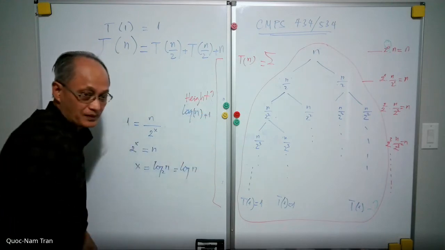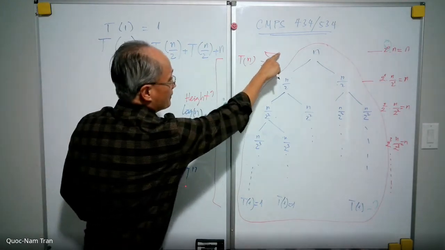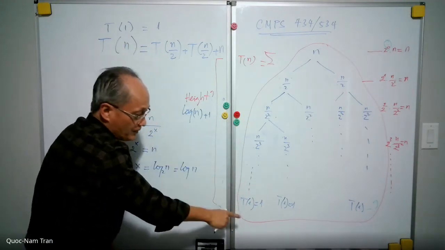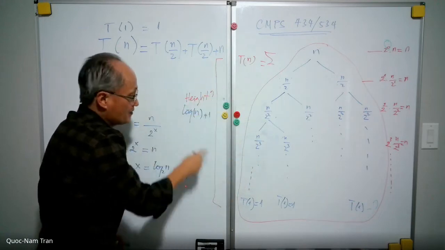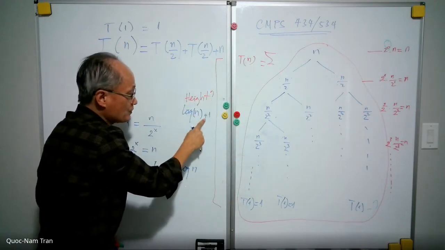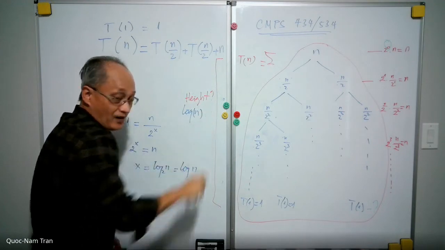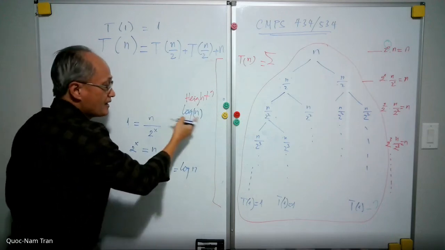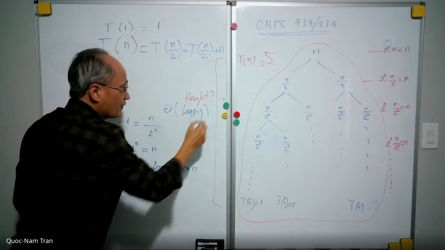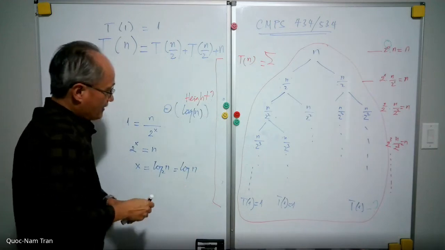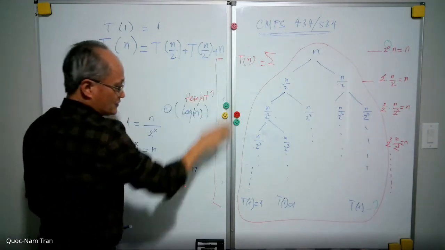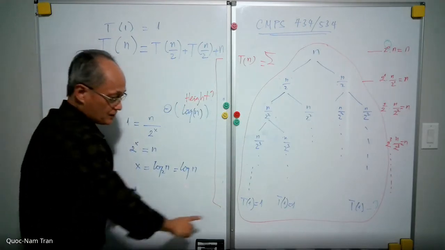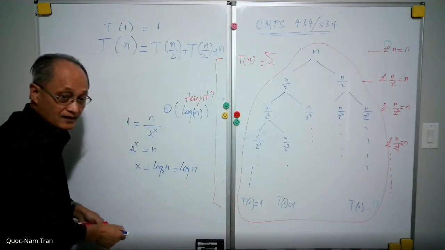In fact, it's plus 1, right? Because here you have 0, 1, 2 to log n. So that means log n plus 1 is the total height, right? But when n is big, log n plus 1 or log n are almost the same. So that's why we say that the height here is theta or big O of log n in general, okay? So the height of the tree here is log n, and here is the explanation for us to see why the height is log n.